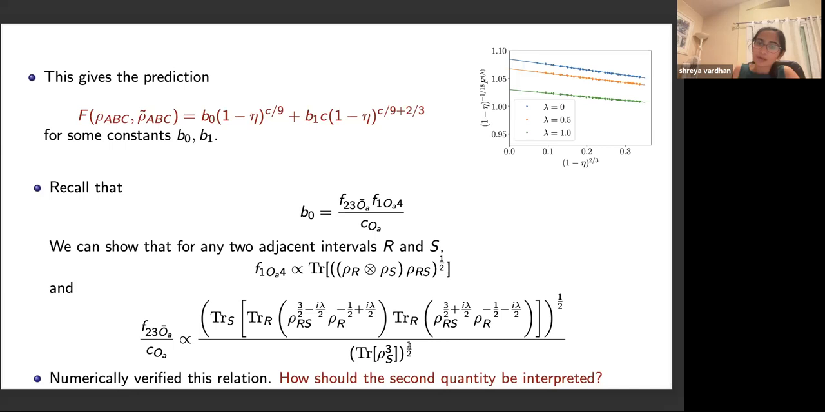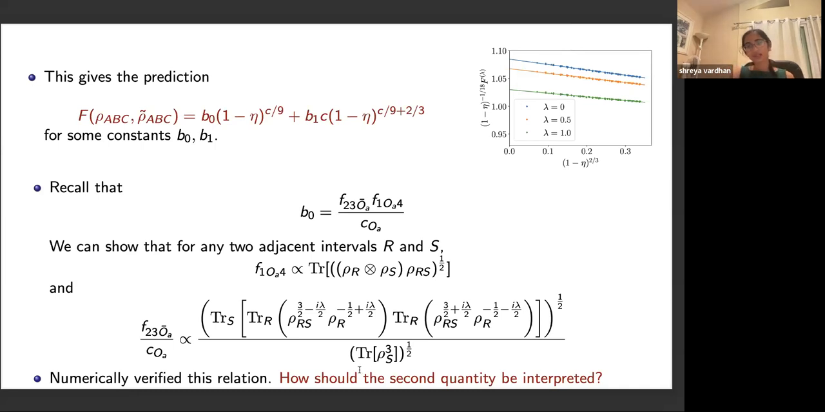One thing that we can observe about it is that if you forget about the original setup where we found this, just look at this quantity. For the case where rho RS is a tensor product of rho R times rho S, then this whole thing for any value of lambda just becomes 1. So it's conceivable that the log of this can be interpreted as some measure of entanglement.